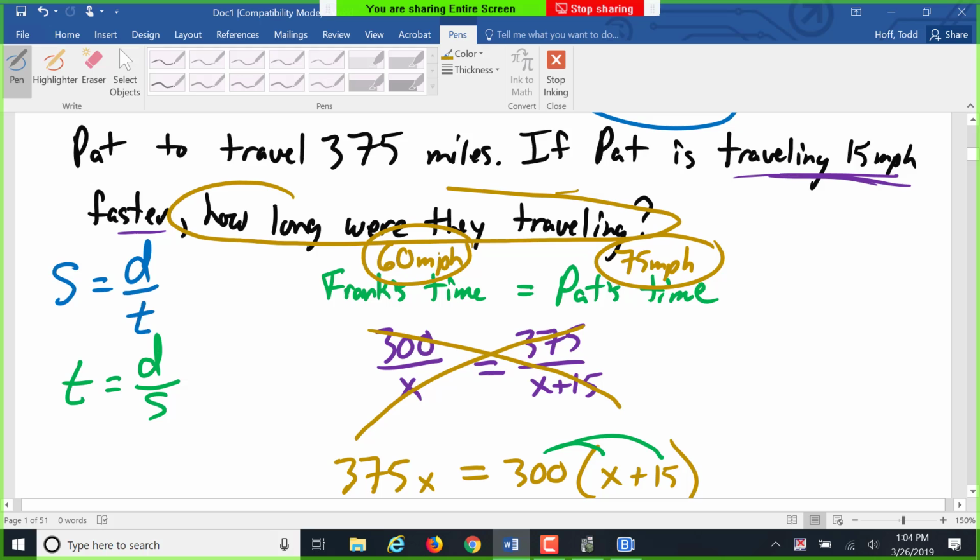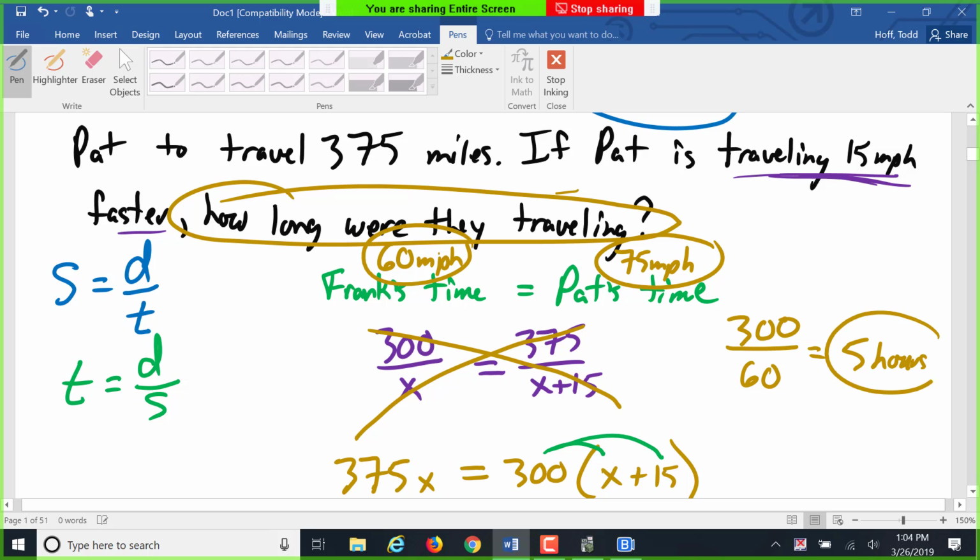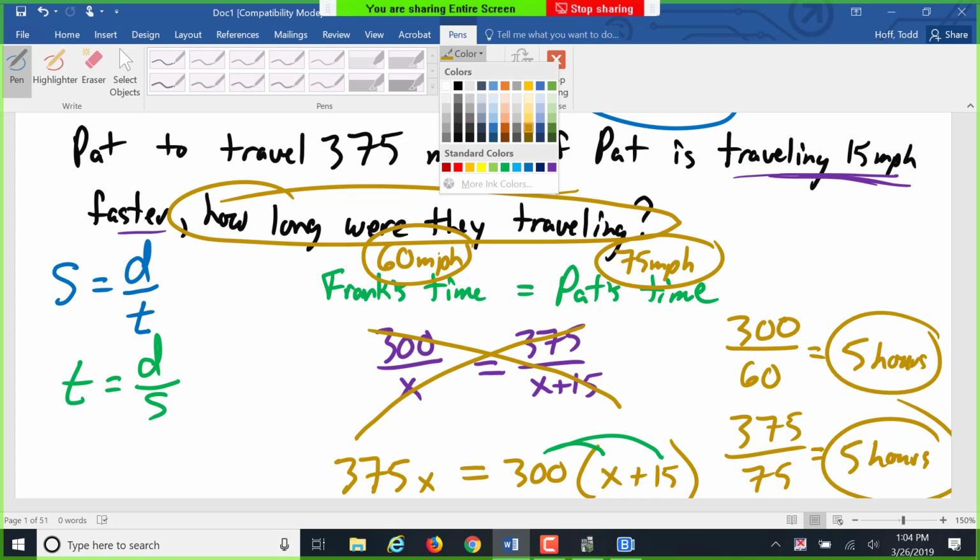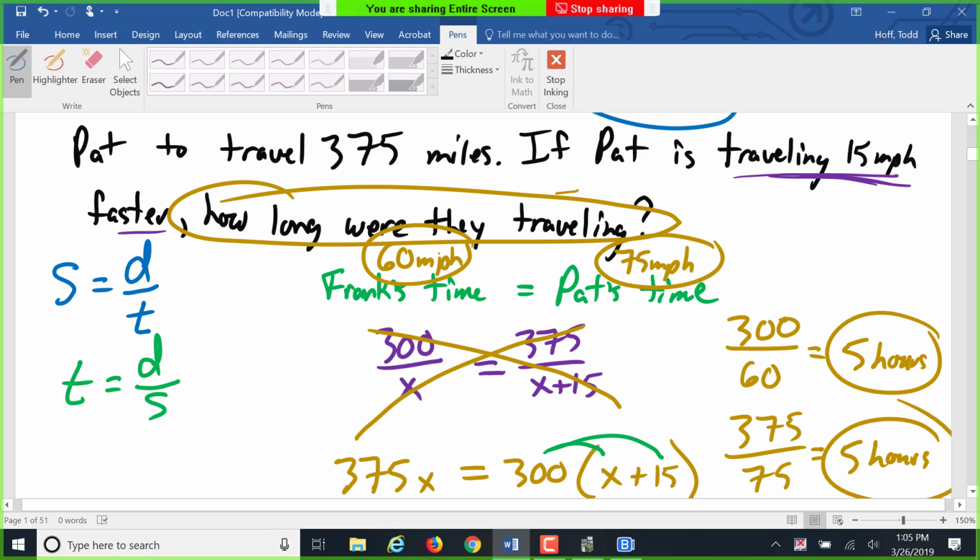No. That would be their mileage divided by their speed to give you the time. Yeah, 300 divided by 60 is 5 hours. Double check to make sure Pat's is the same. 375 divided by 75 is also 5 hours. So the time traveled was 5 hours. Any questions there?